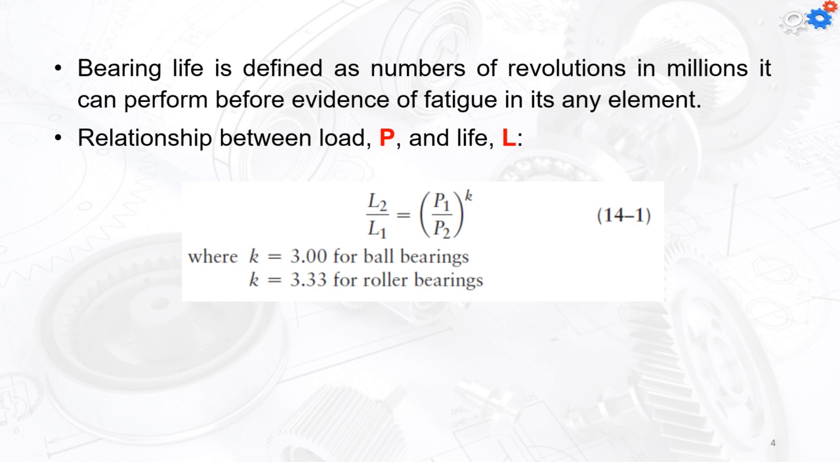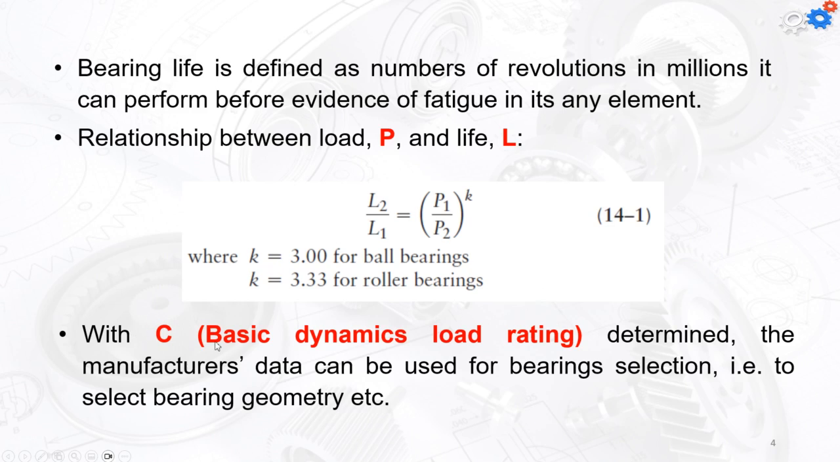Now, the equation is given to you here. L2 divided by L1 is equal to P1 divided by P2 to the power K, where K is a factor that depends on the roller shape. For example, it's going to be either ball bearings or roller bearings, including the taper bearing as well. So it's going to be 3 for the ball bearings and 3.33 for the roller bearing. Here L2 is the life that you expect to have, L1 is the standard life, P1 is the standard load, and P2 is the load you're going to apply.